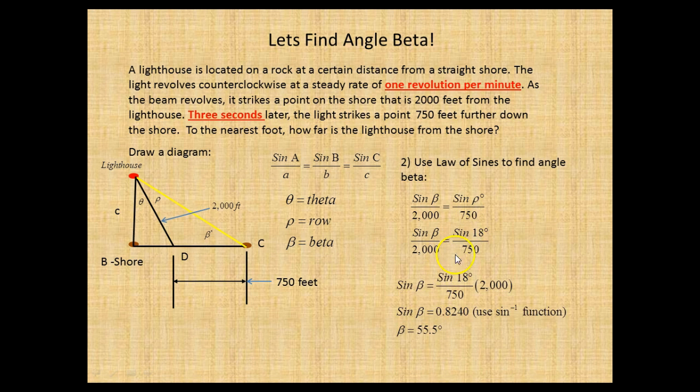Okay, so if we multiply each side of this equation by 2,000, we get sine beta by itself. So we get sine 18 degrees divided by 750 times 2,000. And that leaves us with sine beta is equal to 0.8240. And now to find what beta is, you just click the arc sine, which is below the sine on your calculator. On my calculator, I hit the shift key and then sine, and it gives me 55.49 degrees. Okay, let's continue.